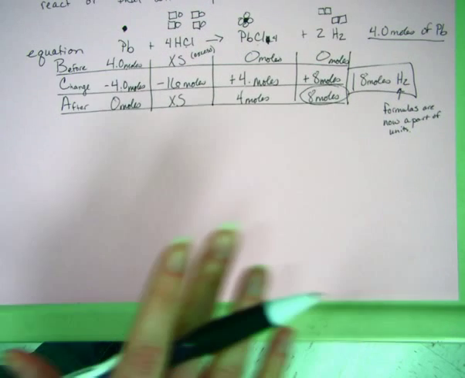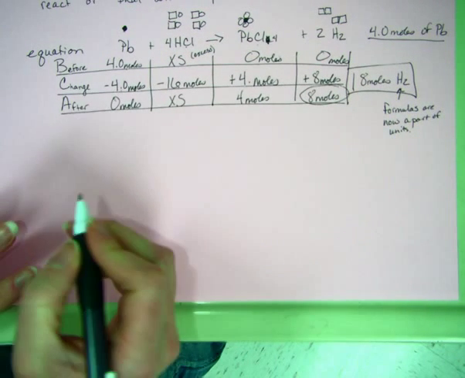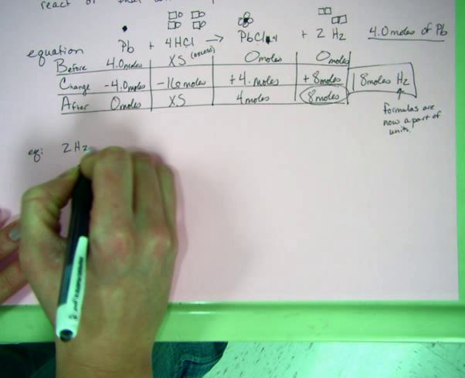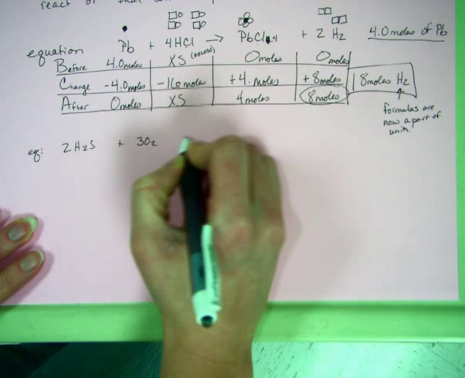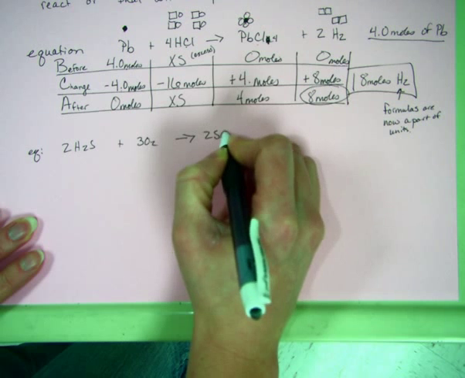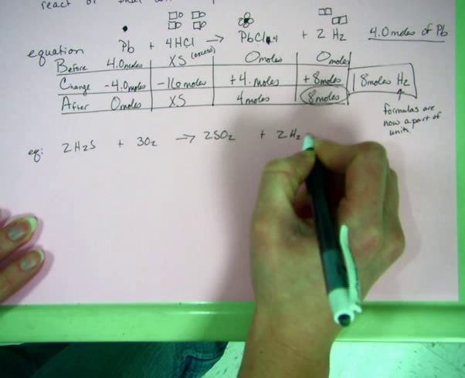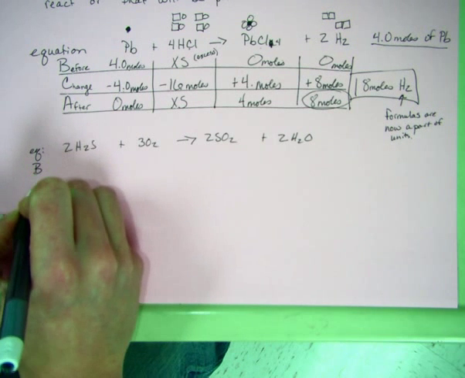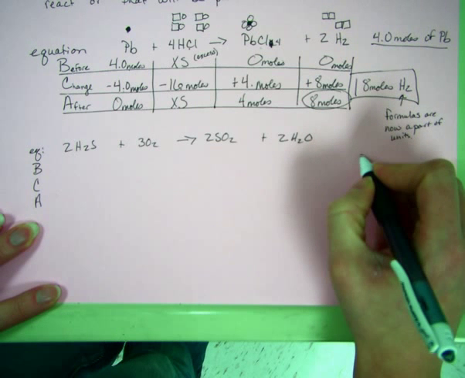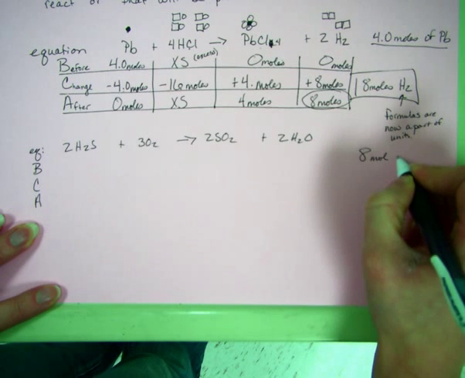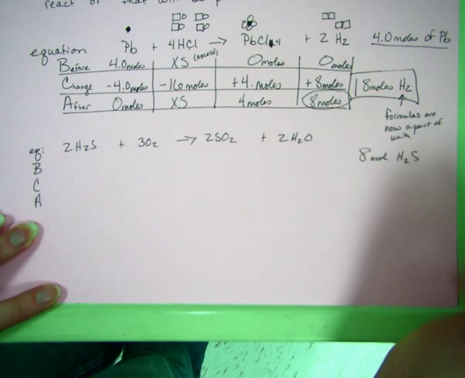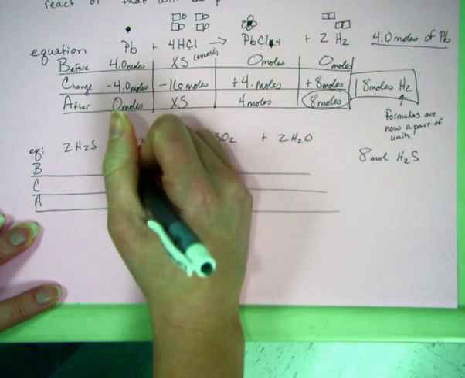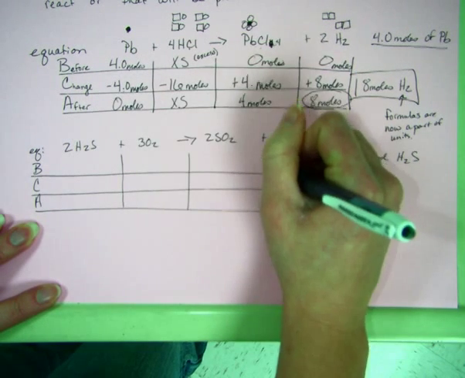Let's do one that's a little bit more tricky. So we're going to use the equation 2H2S plus 3O2 goes to 2SO2 plus 2H2O. Sorry, that's a little on the crooked side. We're going to do our BCA table. We are told that we are given 8 moles of H2S. Draw our nice little table here.